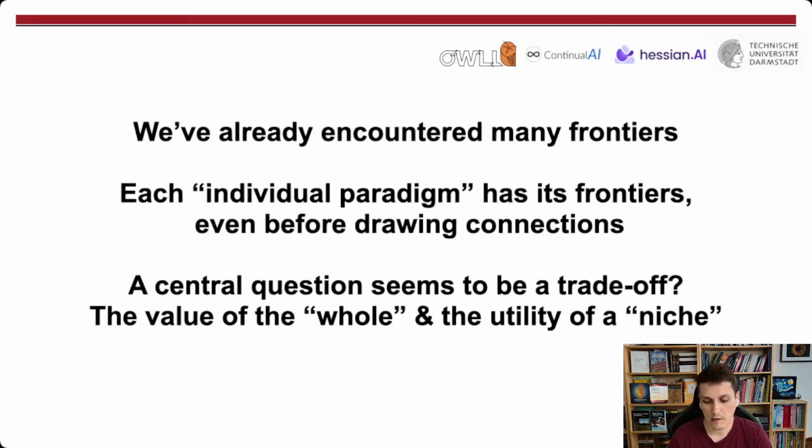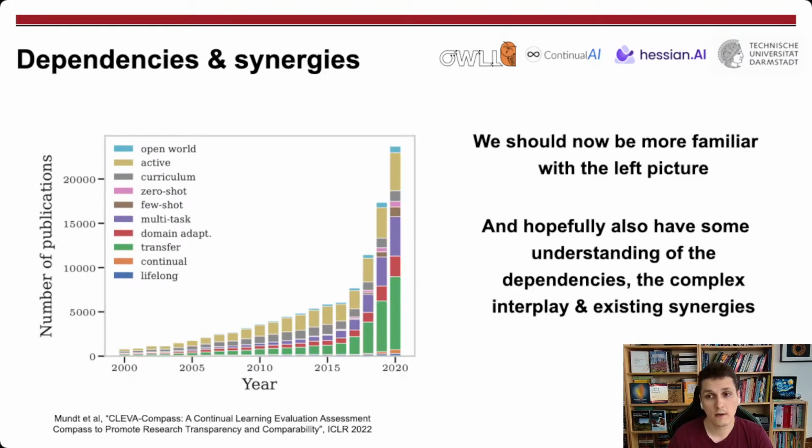One of the central questions about the frontiers could be summarized in terms of what's the trade-off. How much do we value the whole, in the sense of investigating large-scale open world learning systems, and how much utility do we still have in evaluating the individual niches? I think it's quite important to actually do both. And I hope that I was able to convince you that there's value in looking at, for example, active learning individually and trying to figure out the perspectives, or addressing catastrophic forgetting individually to overcome this challenge. But there are also dependencies, synergies, and complex interplays that become really important.